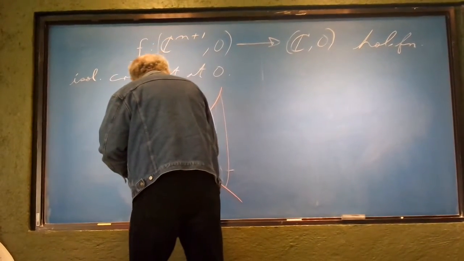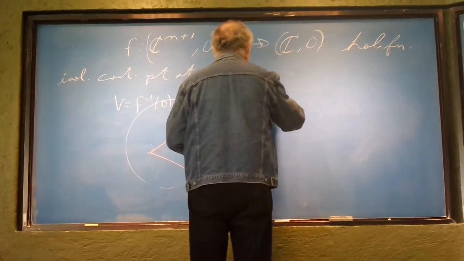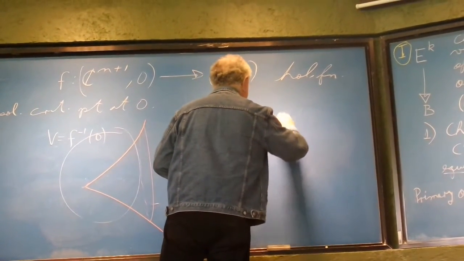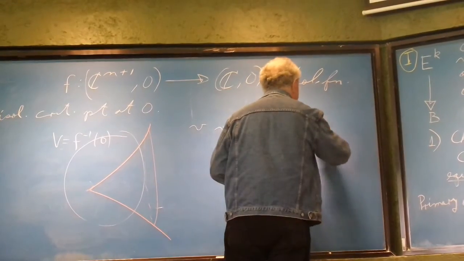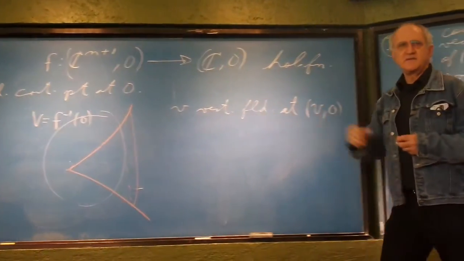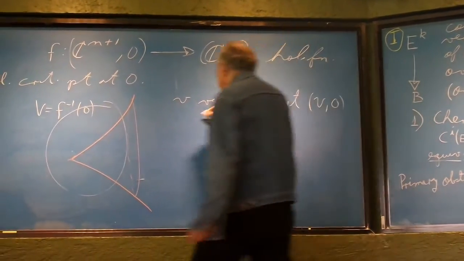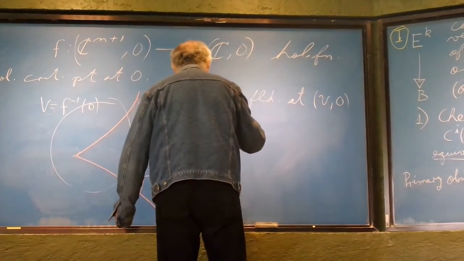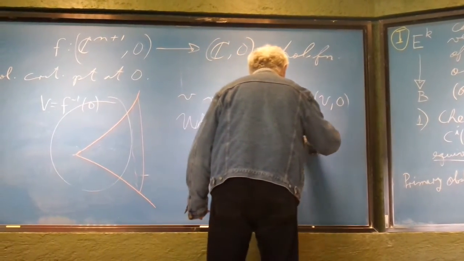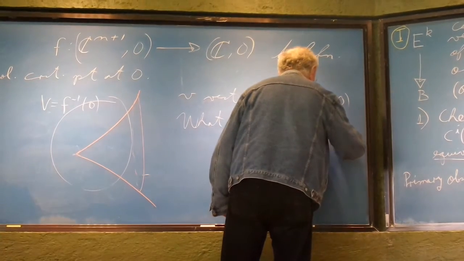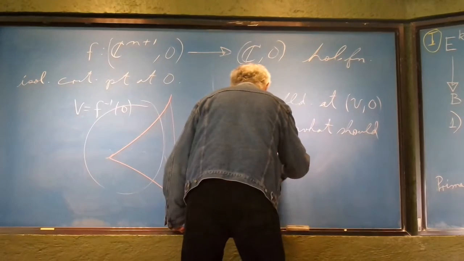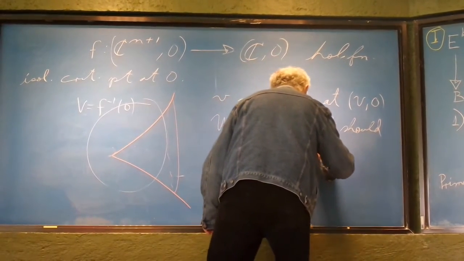And then the question is, given a vector field v on V at 0, which means everything I said before, what is or what should be the index of v?